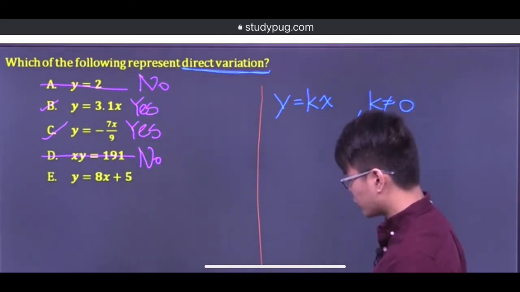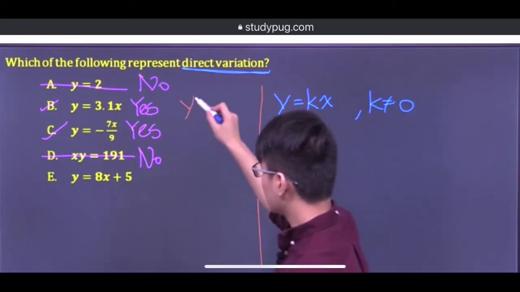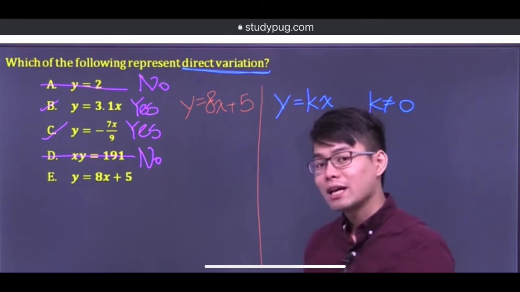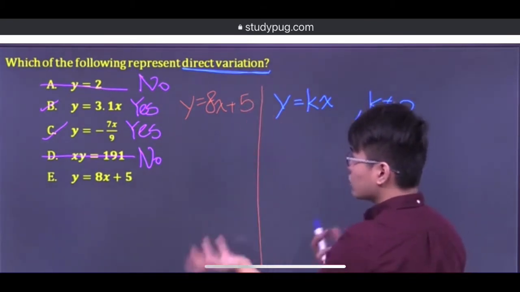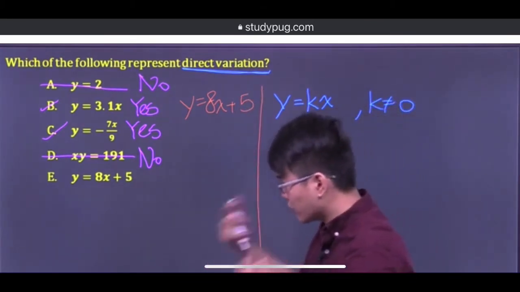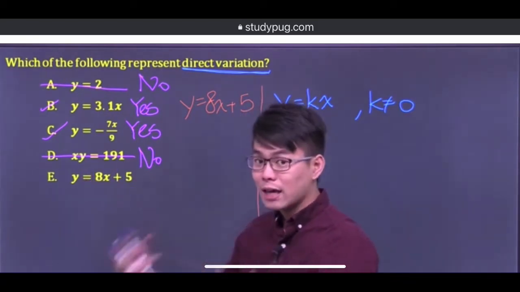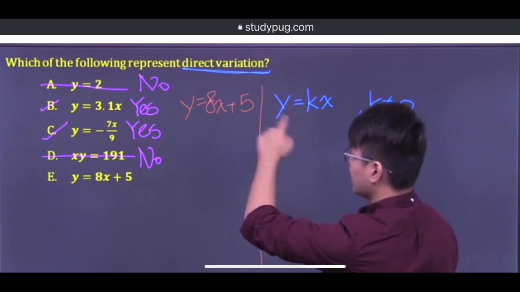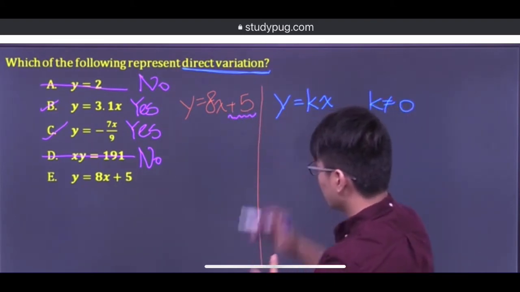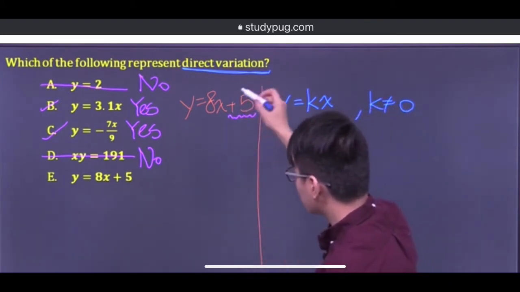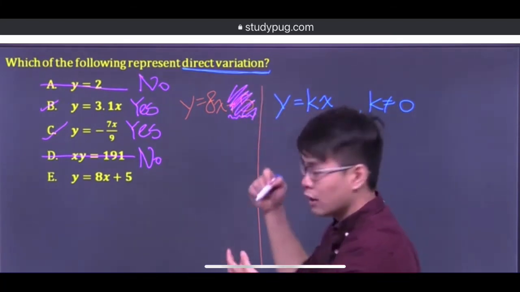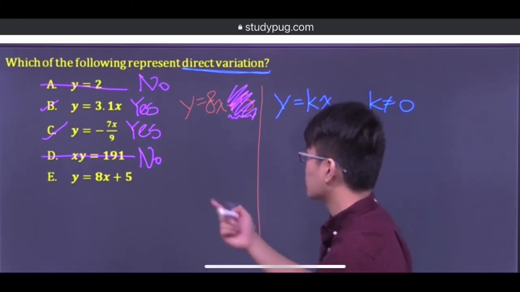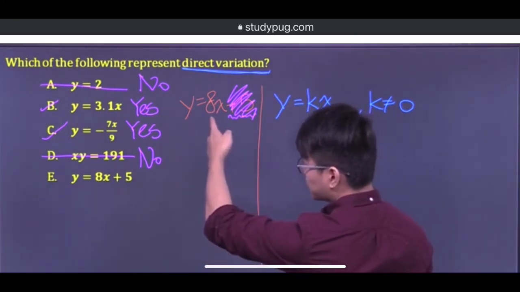Okay, our last choice. y equals 8x plus 5. At first glance, we can already tell that we don't have a direct variation. This does not represent a direct variation because it's not in this form. It has an extra term here, plus 5. If it didn't have this plus 5, then yes, we could say it represents a direct variation because 8 is our k.